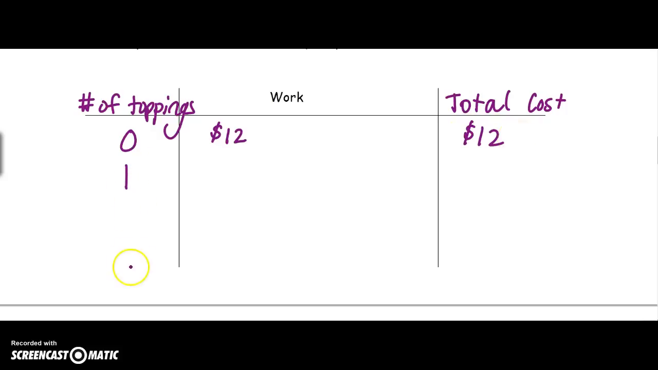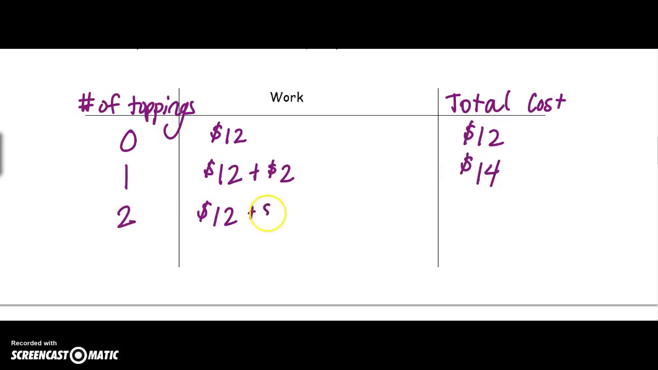But remember, we added pepperoni. So you don't just pay for the pepperoni, you have to pay for the pizza and add the pepperoni. So this pizza is now $14. But then we wanted to add green pepper. So we originally had the $12 plus the 2 for the pepperoni plus the 2 for the green pepper. Now this pizza is $16.